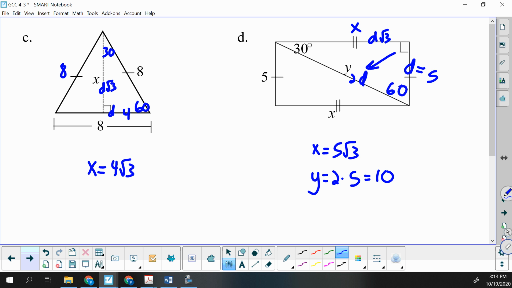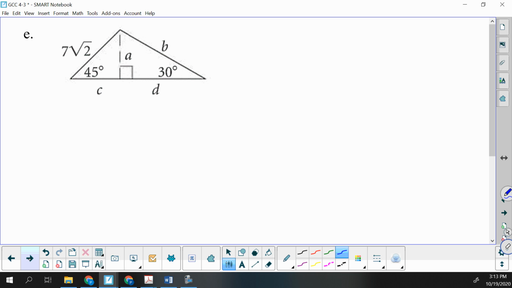Moving down to E. We've got two different triangles here. Let's start with the left-hand triangle because that has an actual side length. We got 45, 45, 90 here. So now just note that D is a variable in our problem here, so I'm not going to use D. I'm going to use something else now.